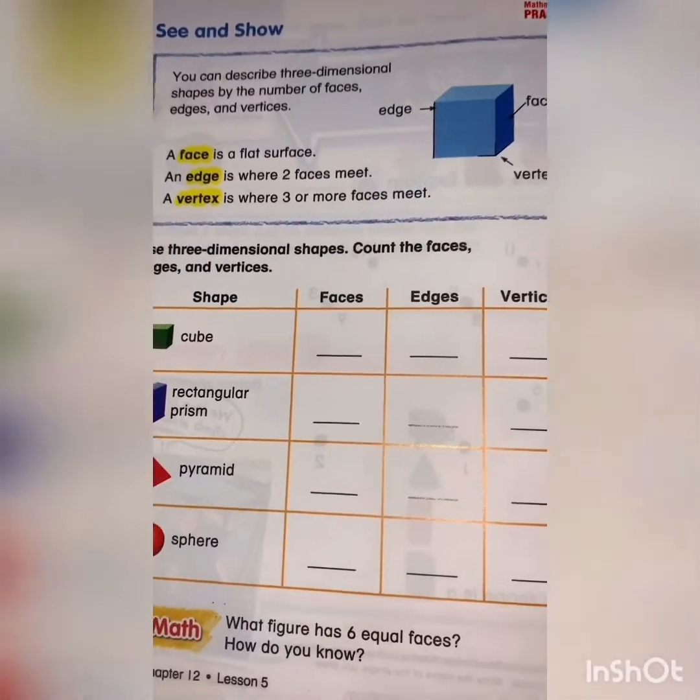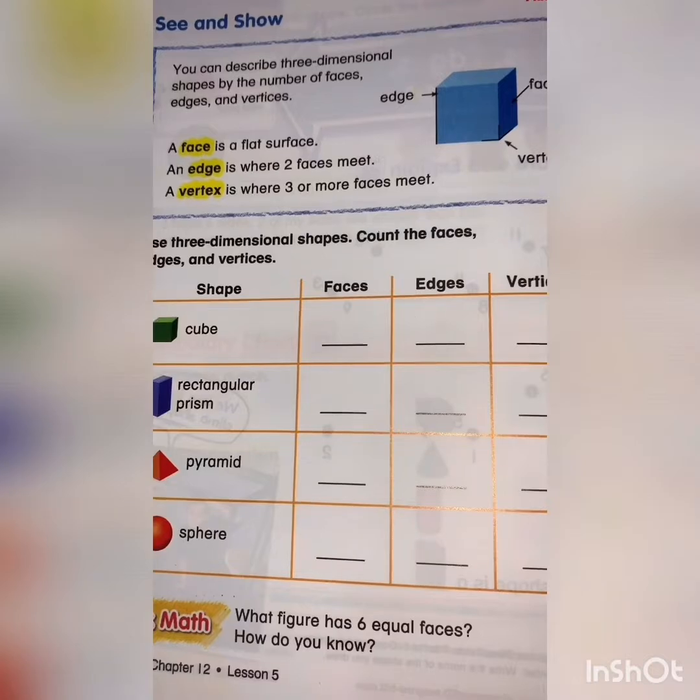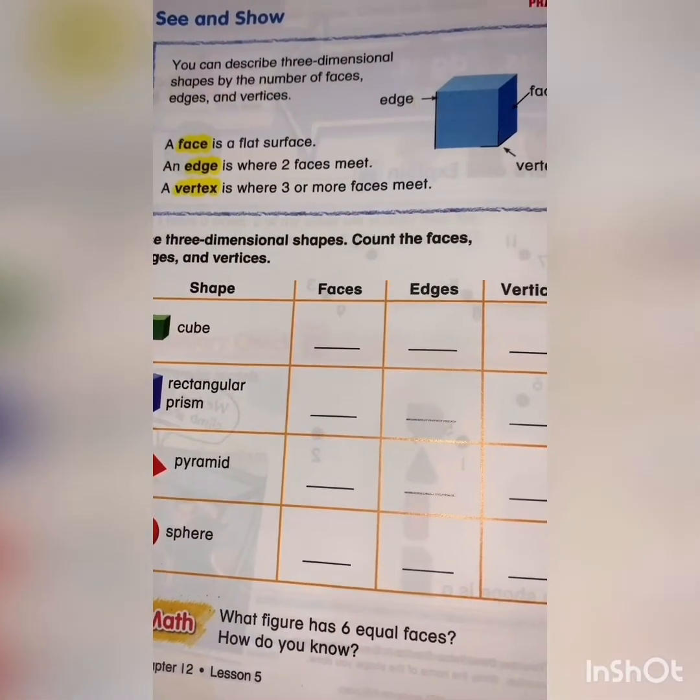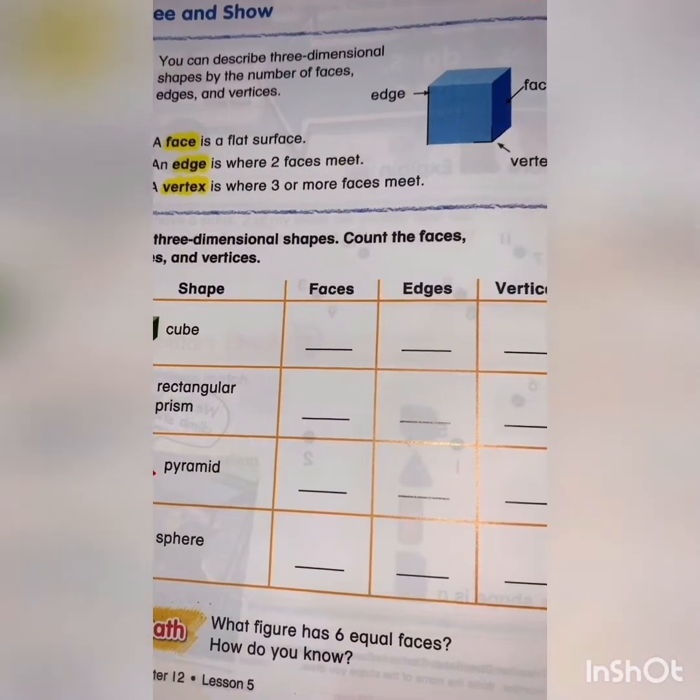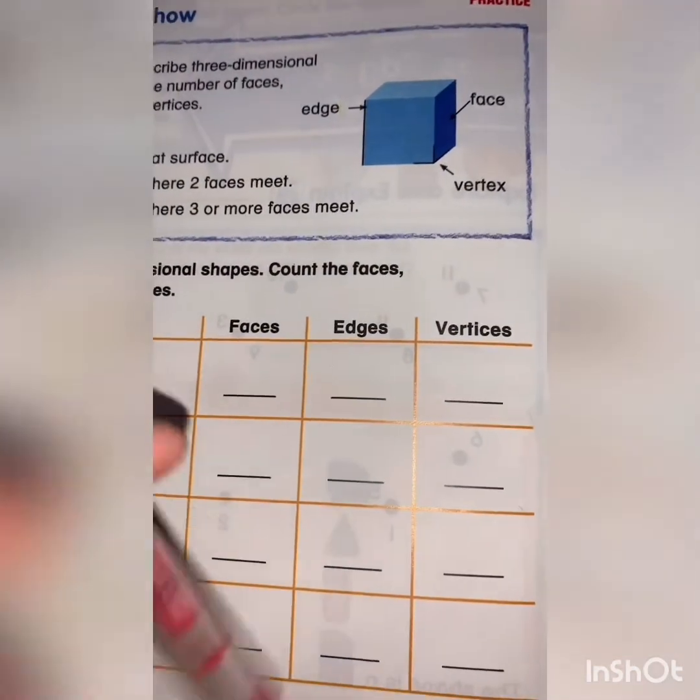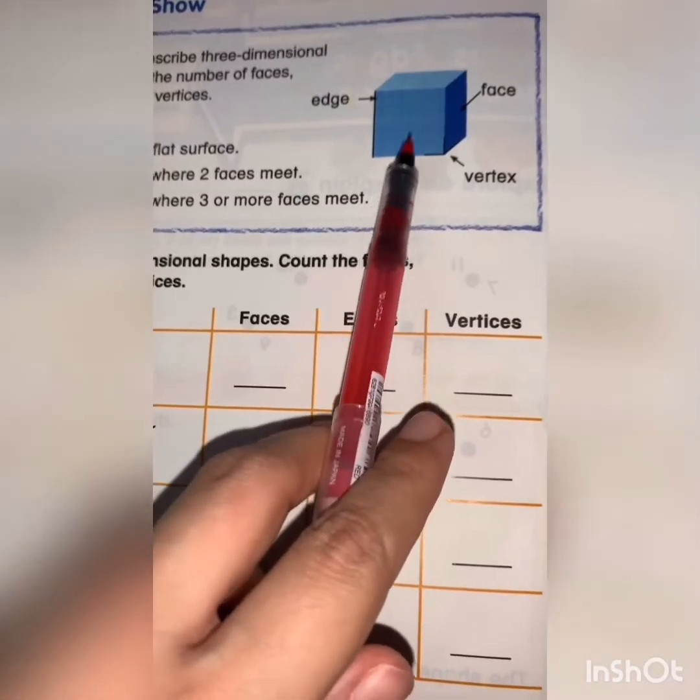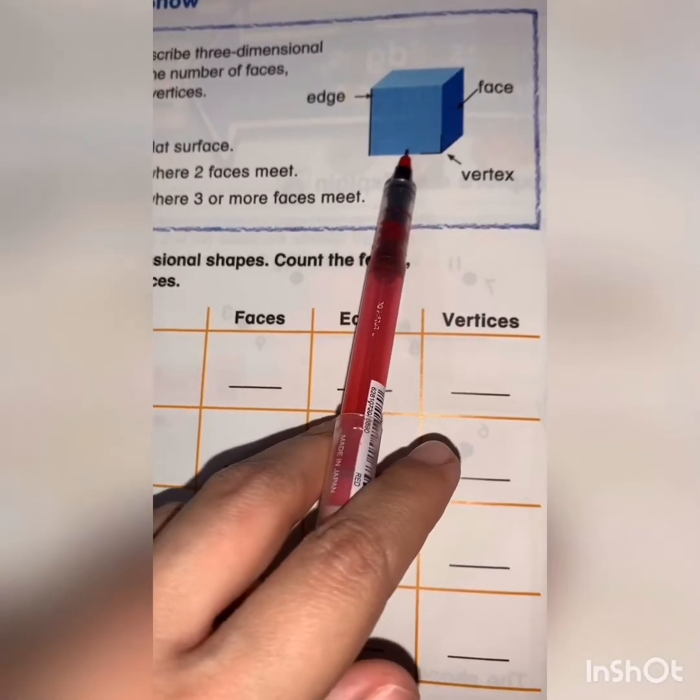I hope you're fine. As for our weekly plan, we will take pages 766, 767, and 768. What can you see here in front of you? What is this? Yes, good job. It's a cube. And we know that cube is a three-dimensional shape, right?